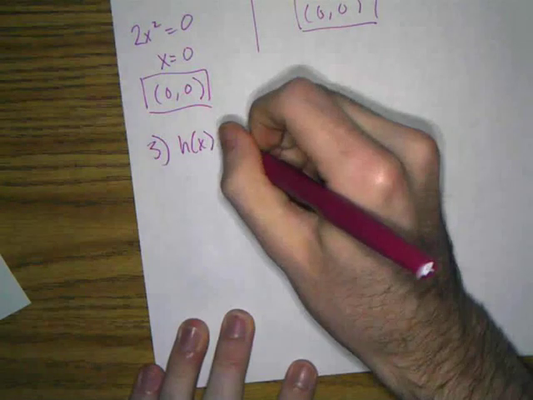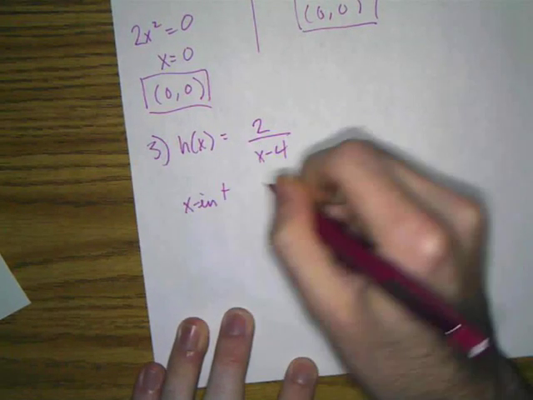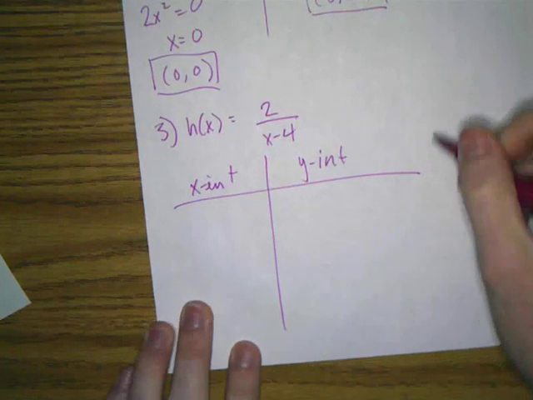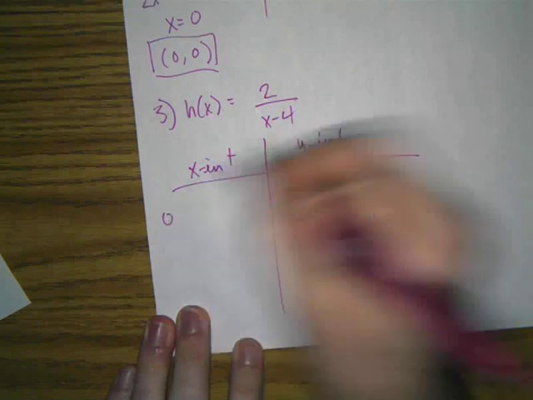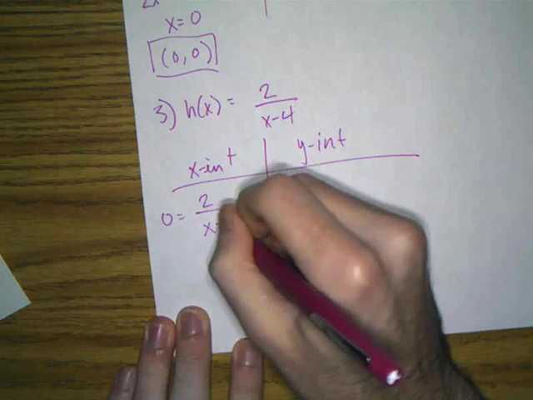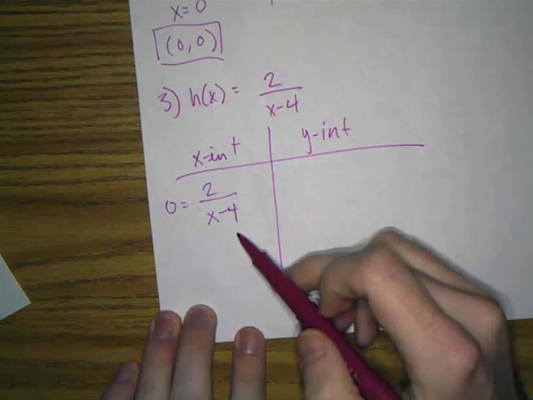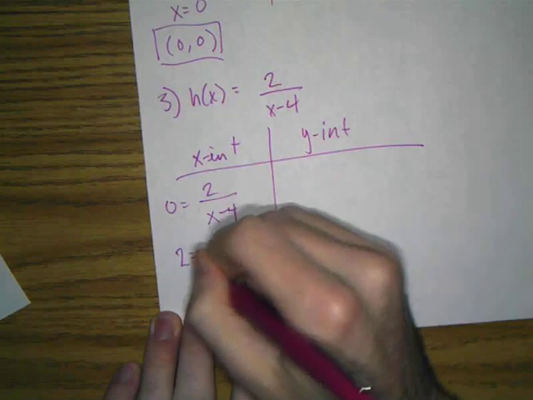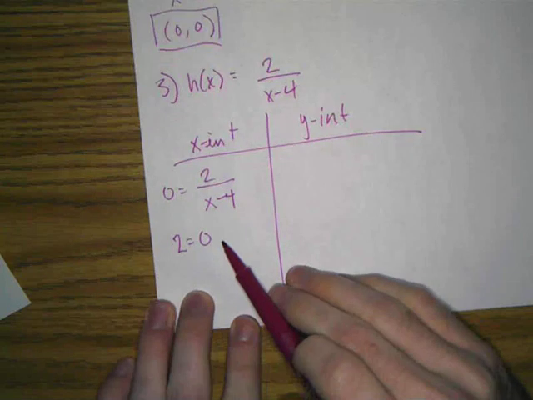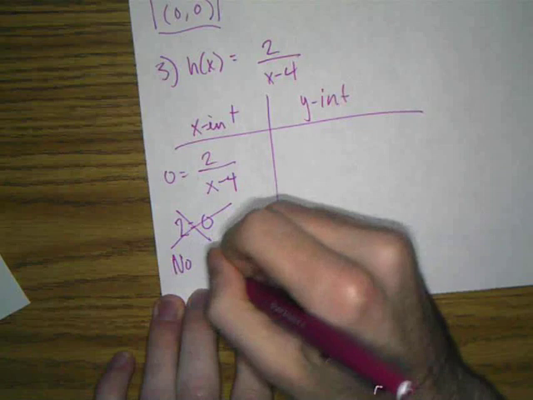Okay, h of x now is equal to 2 over x minus 4. We're going to find our x-intercepts and our y-intercepts. So for our x-intercepts, again, we take y and set it equal to 0. So we have 0 is equal to 2 over x minus 4. Now, what makes this fraction go to 0? Right, so we take the numerator and set it equal to 0. Now, when does 2 equal 0? That doesn't even make sense, actually. So we have no x-intercepts.